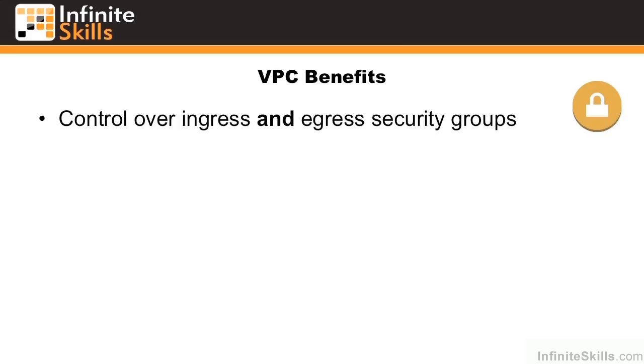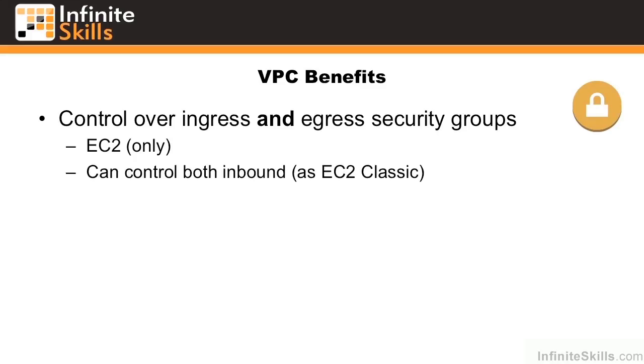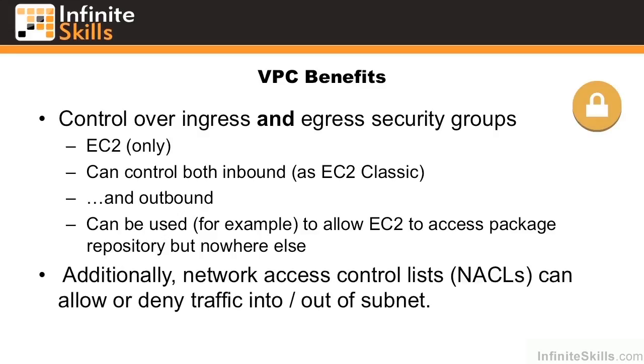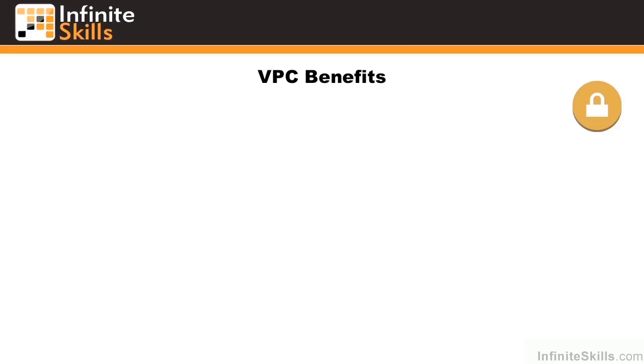VPC also gives you control over both ingress and egress security groups. This is only for EC2, but you can control both inbound, such as EC2 Classic, and outbound. This can be used, for example, to allow your EC2 to access a package repository, but nowhere else on the internet. Additionally, network access control lists can allow or deny traffic into and out of the subnet.